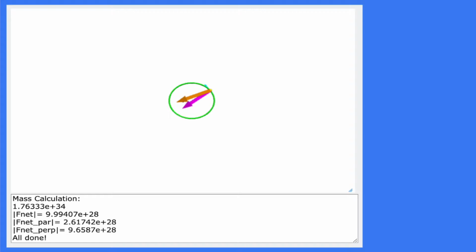So after adjusting the code, I calculated that the magnitude of the net force was 9.99 times 10 to the 28th newtons. Then I calculated that the parallel component of the magnitude of the net force was 2.6 times 10 to the 28th. And then the magnitude of the perpendicular component of the net force was 9.6 times 10 to the 28th newtons. And then I used equations to calculate the mass, and I got 1.76 times 10 to the 34th kilograms.